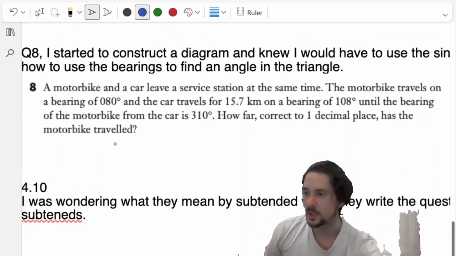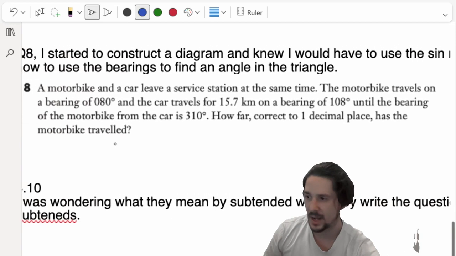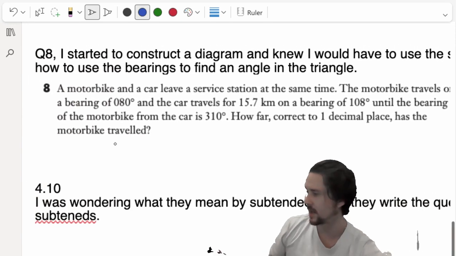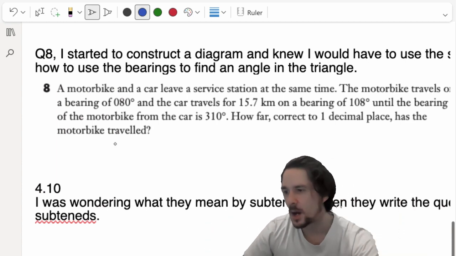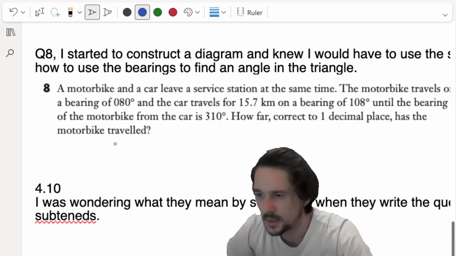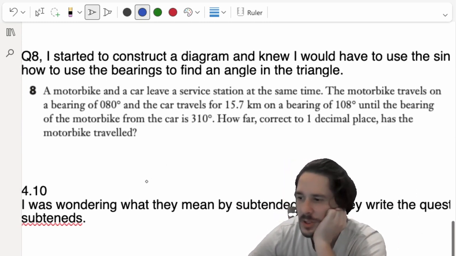Okay, I started to construct a diagram and I knew I would have to use the sine rule, but I didn't know how to use the bearings to find an angle in the triangle. Let's have a look. A motorbike and a car leave a service station at the same time. The motorbike travels on a bearing of 80 degrees. I'm just going to do a tiny diagram. So there's our service station.